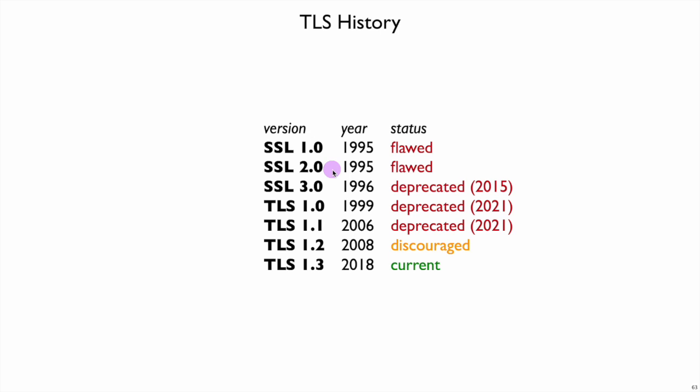But again, it had some problems that were fairly quickly discovered. So by 1996, there was SSL 3.0. This one lasted for quite a while, lasted for almost 20 years before it became not usable anymore. SSL 3.0 was superseded by TLS 1.0.